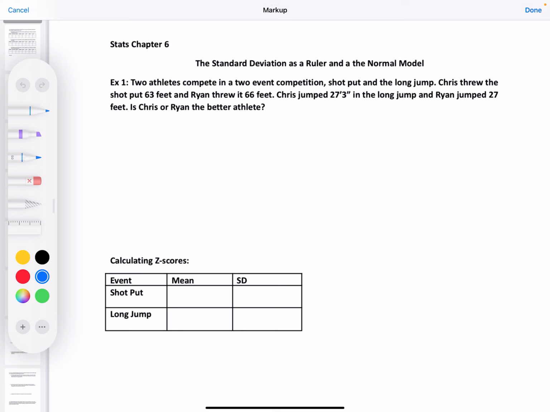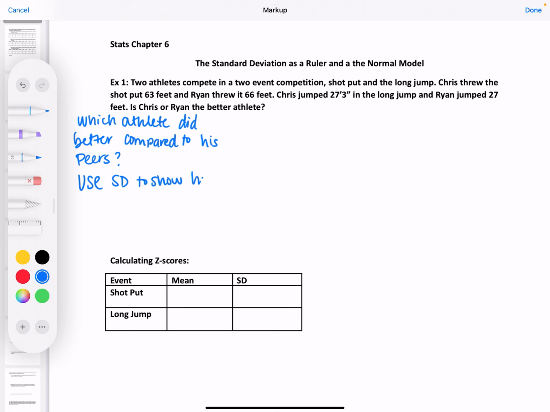So when we're looking at this, we want to think about which athlete did better compared to his peers. So we're going to use standard deviation to show how far the value is from the mean. And that's going to just help us to standardize the values to know exactly what we're working with.